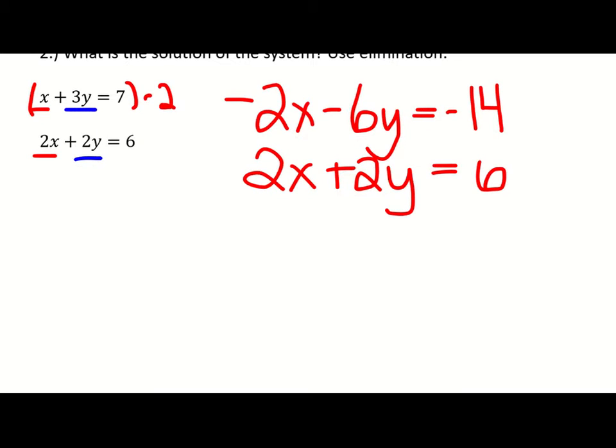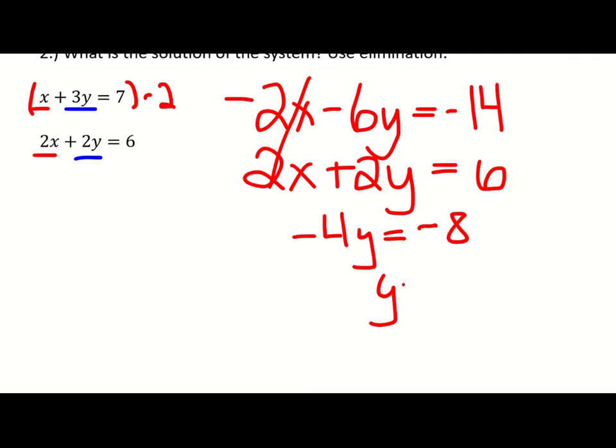So I'm going to solve this equation. Negative 6 plus 2 is negative 4y. Negative 14 plus 6 is negative 8. And when I divide both sides by negative 4, I get 2. Once I have my y value, I got to figure out the x value. So I'm going to plug back into this top equation this time.